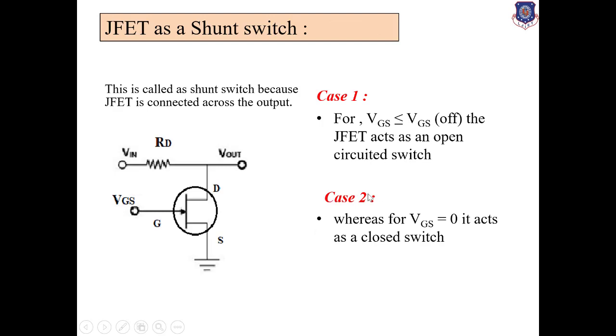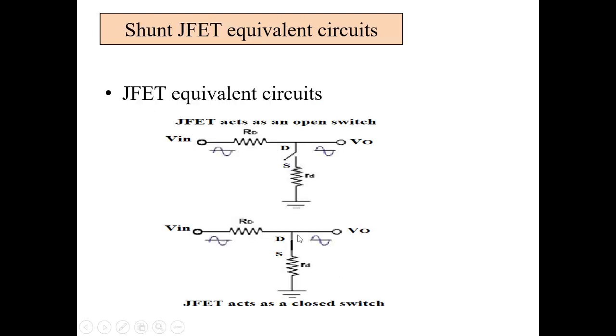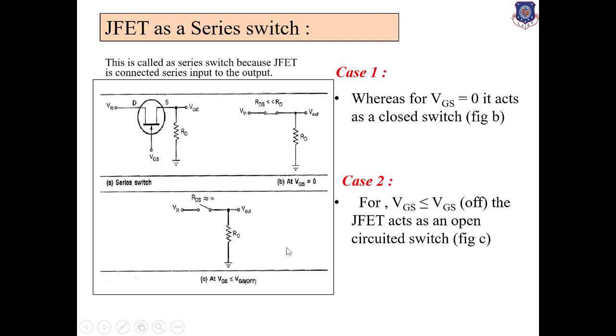And now let's come to case 2. When VGS equals 0, it will act as a closed switch. It means a short circuit. I have shown the short circuit here, and so your output equals input. So it will act as a short switch, a closed switch.